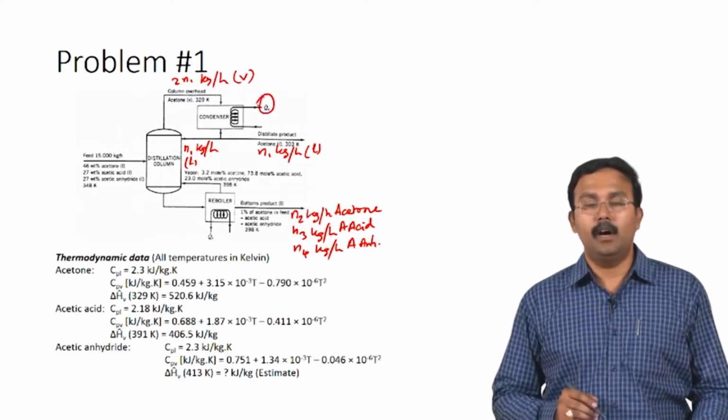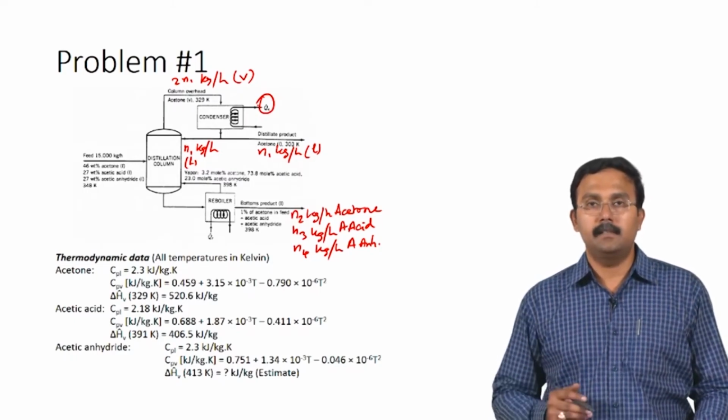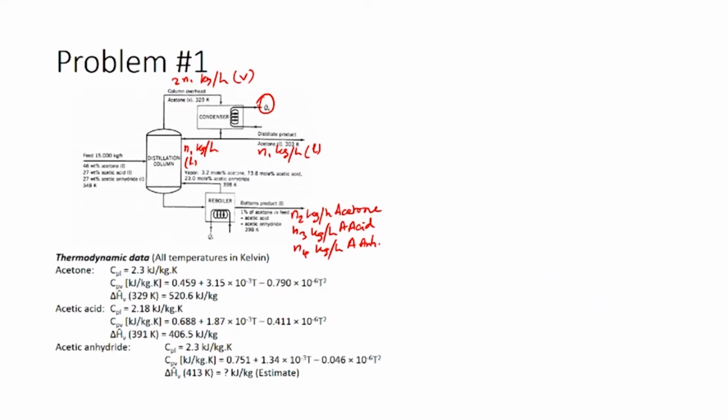To identify Q dot C, we can use the condenser as the system and perform energy balances. Acetone comes in as vapor at 329 Kelvin and is condensed to acetone liquid at 303 Kelvin. Looking at the thermodynamic data provided, the standard heat of vaporization for acetone at 329 Kelvin is given, so we can use it for these calculations.